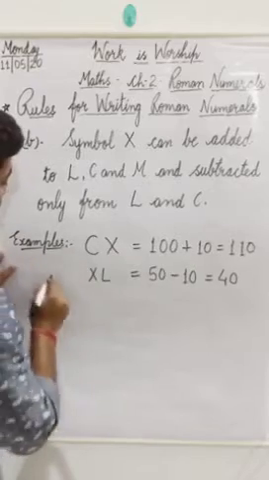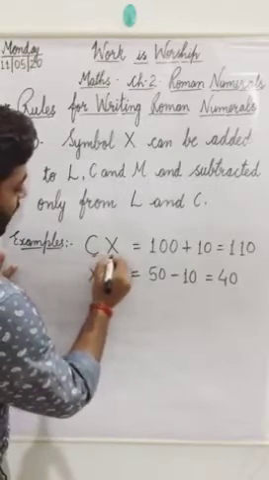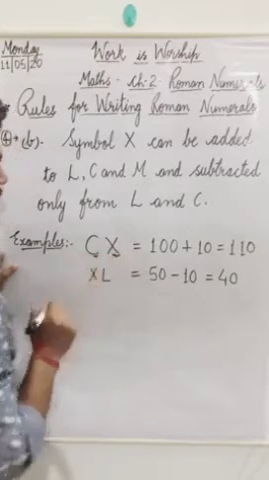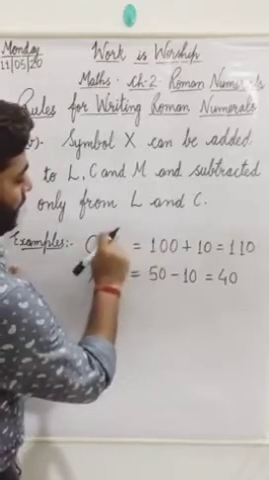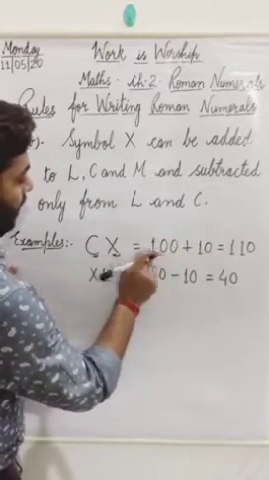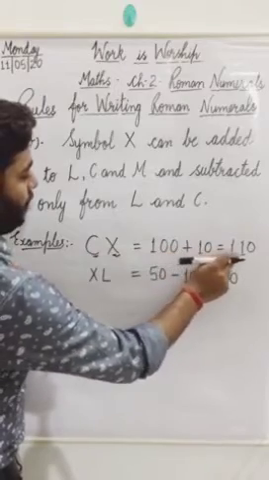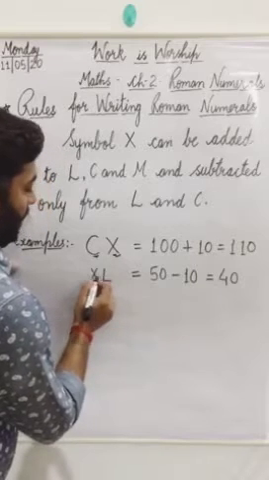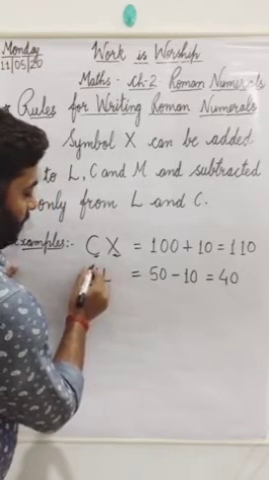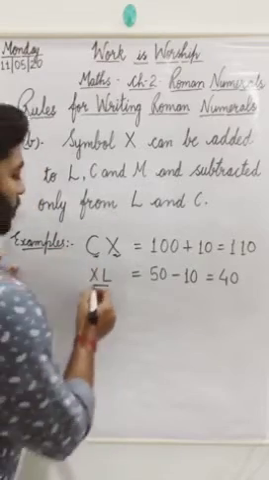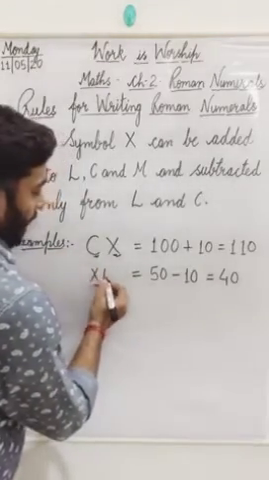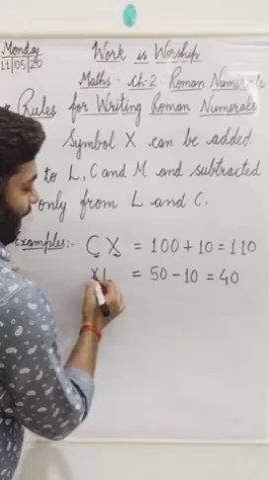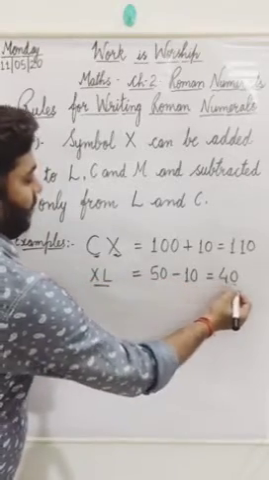Now come to the example. Here is C and here is X. Okay, C is a greater value and X is a smaller value. So C is equal to 100 and X is 10. 100 plus 10 is equal to 110. Okay. Now second example is XL. Okay, X is the smaller value which is placed in the left side of the greater value. So X is subtracted from L, which is greater value. So the value of L is 50 and value of X is 10. 50 minus 10 is 40.